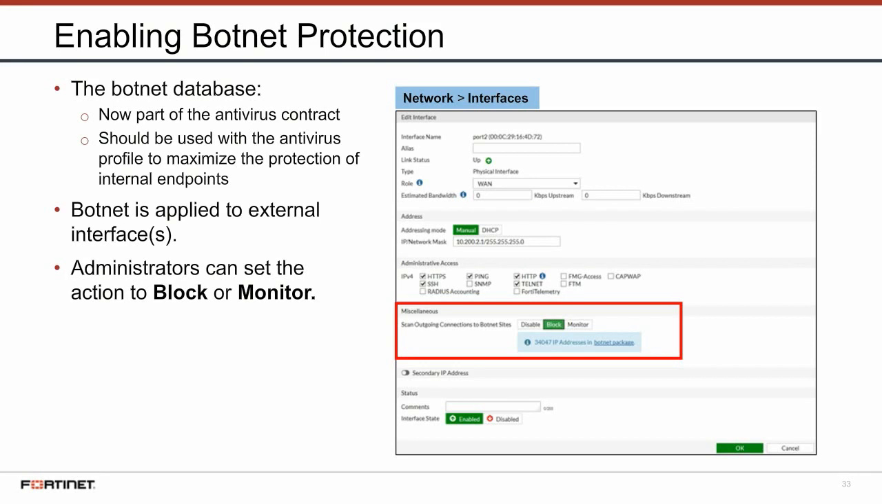Since the botnet database is part of the FortiGuard AV contract, administrators can enable scanning of botnet connections to maximize their internal security. Enabling botnet scanning is very easy. You just need to enable it on the external interfaces of FortiGate. You can also enable scanning of botnet connections using the CLI in firewall policies, explicit proxy policies, firewall interface policies, and firewall sniffer. Note, if an interface role is set to LAN, FortiOS removes the option to enable botnet scanning. It is only available to interfaces that are configured as WAN or undefined.